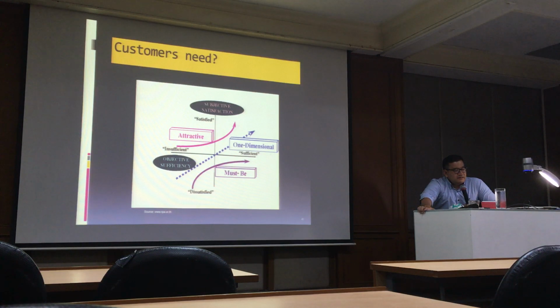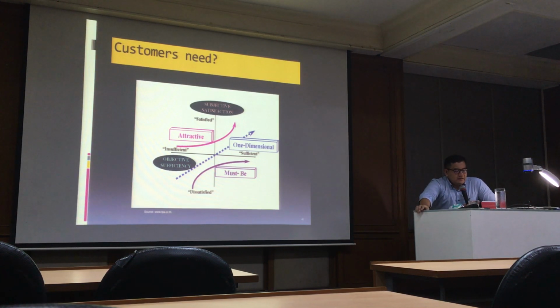And besides that, if you still do not try to improve on the customer need, the one-dimensional graph can become the must-be graph. This is not good because the must-be graph means the customer thinks that all the things you provide to them are the minimum requirement that they need to get, right? So if you have insufficient, they are very, very dissatisfied. But if you have it sufficient, they still think that this is the minimum requirement. They still do not feel satisfied.